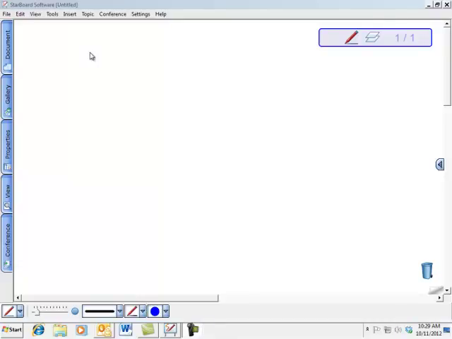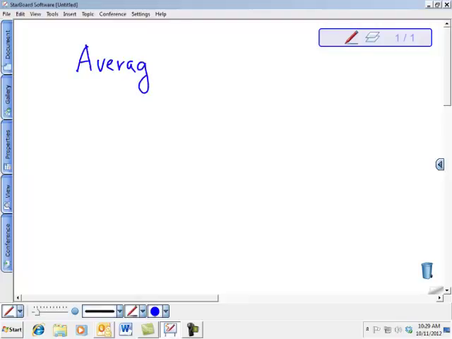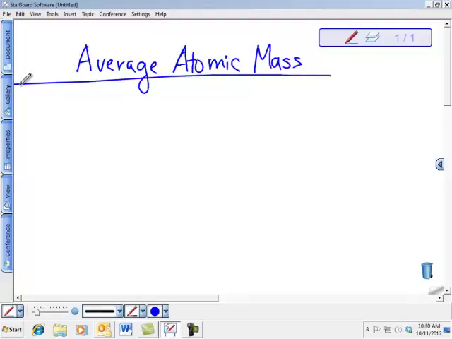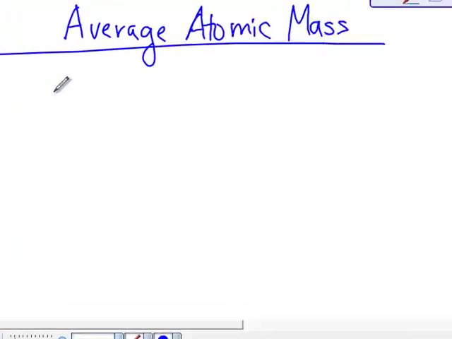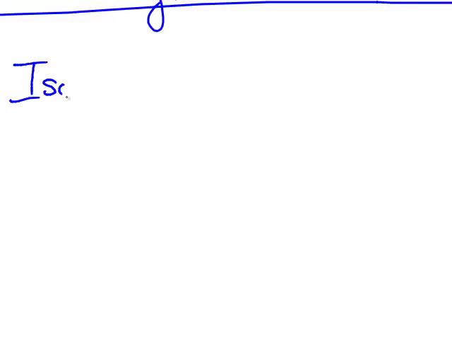All right, everyone. Your notes today are going to be on average atomic mass. We've already talked before about what the average atomic mass is an average of. Do you remember the vocabulary word that I'm looking for? Isotopes, that's correct. Average atomic mass is an average of these things called isotopes.